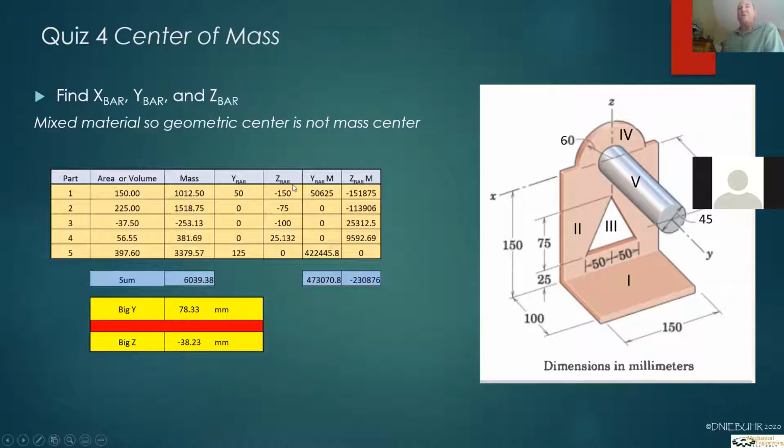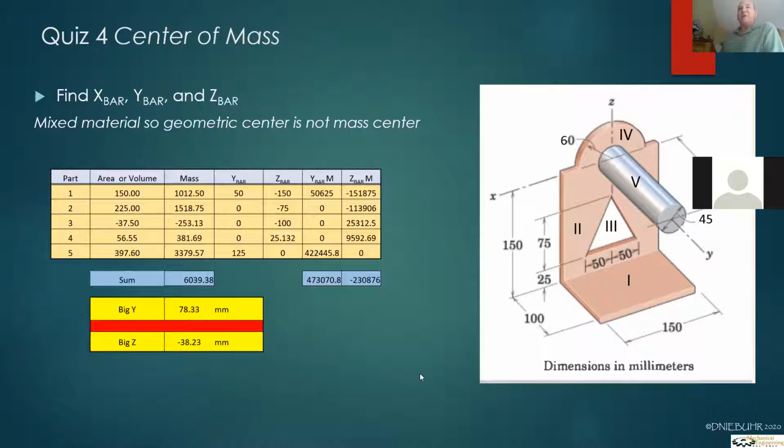You have Y bar and Z bar, so you go ahead and find them. Notice with X bar, I said earlier it's 0 because it's symmetrical for everything. But Y bar is 0 for 2, 3, and 4 because they're right on the XZ plane. For 1, it's half of that, 50, and for the cylinder, it's half of that, or 125. I think that's probably where the disconnect might have been, in converting that.